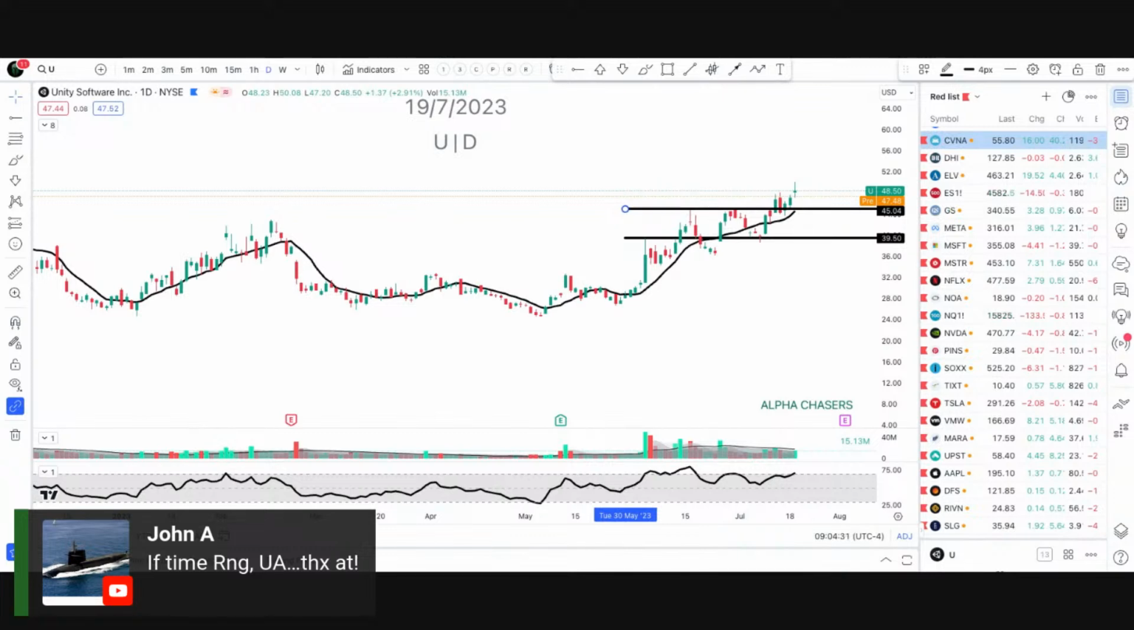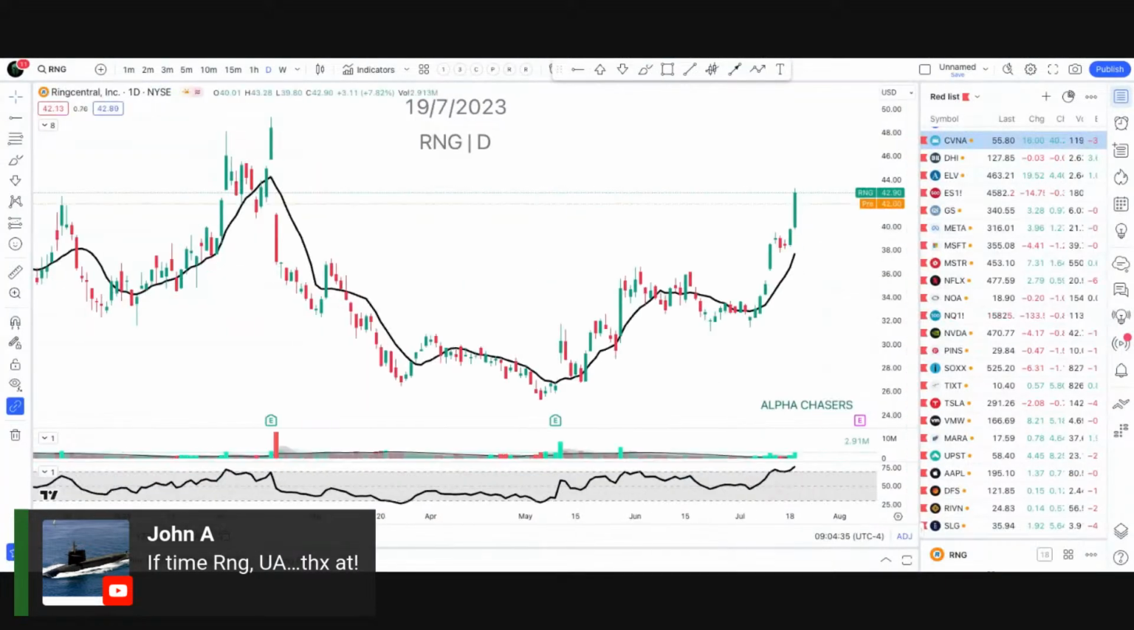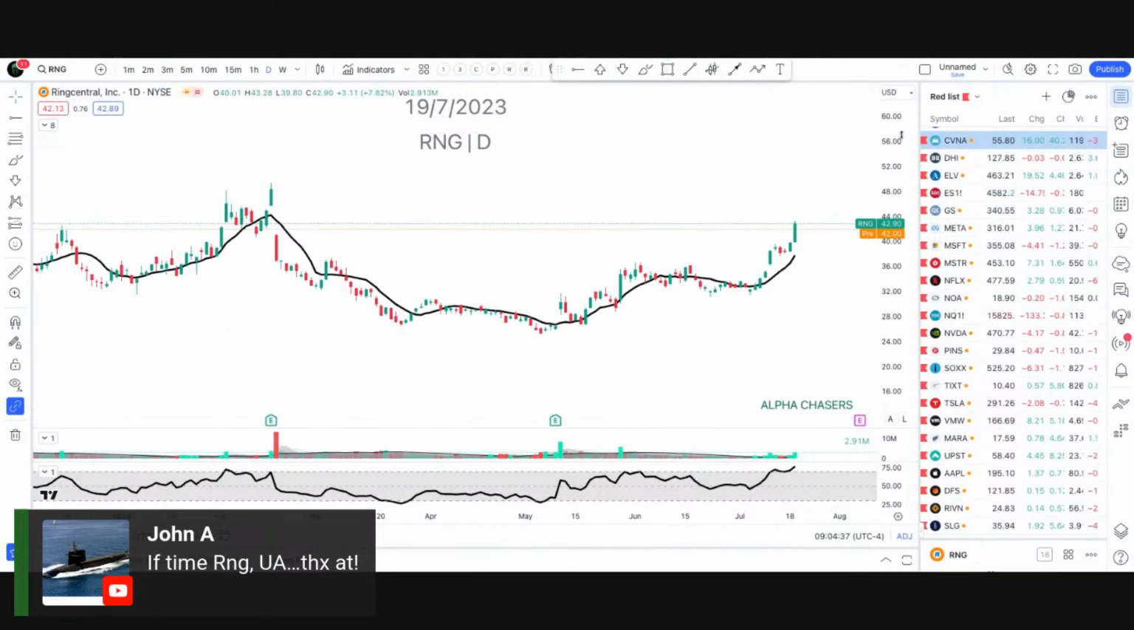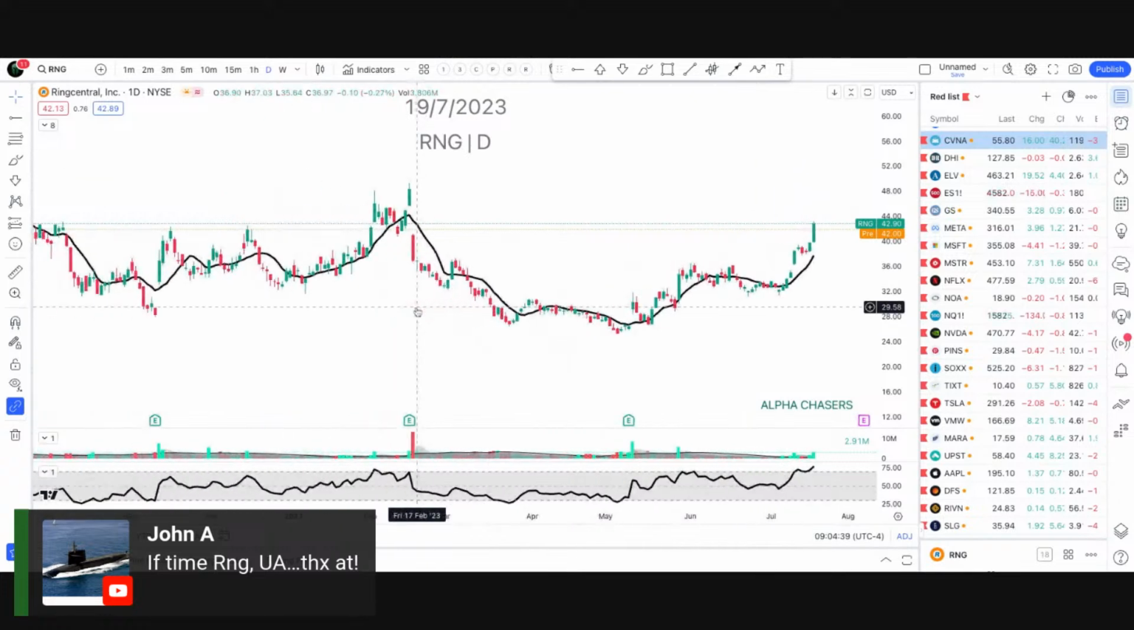RNG, UA. So RNG, yeah, I mean, that is something that I'd watch. You're breaking through a lot of key levels. Here's that control bar. Here's where you're flipping, right? I like that. I think that could work.